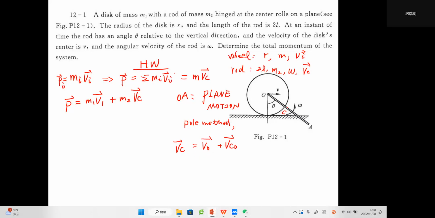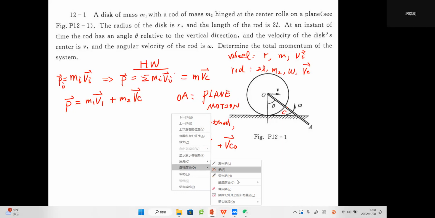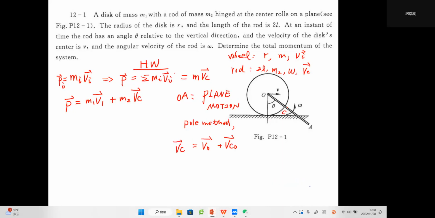Actually, this is how we use the pole method to find an arbitrary point on a body which has plane motion, right? So maybe I should change my pen's color to let you guys clearly understand this. I will change it to purple. You can see we are trying to find the absolute velocity of point C. So maybe we can draw here. This VO is V along the horizontal direction, so we can draw it here with V.